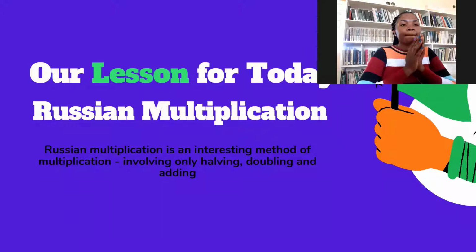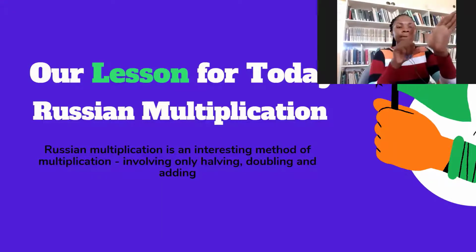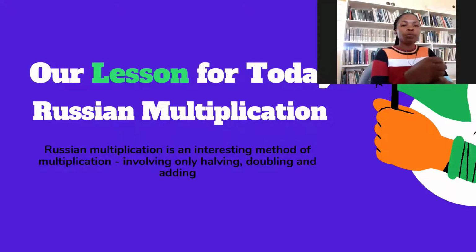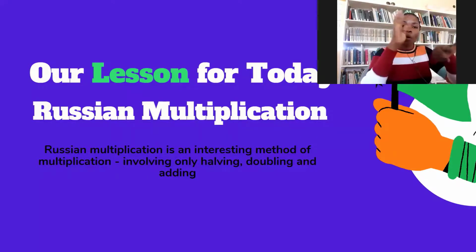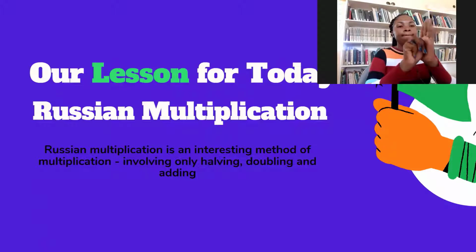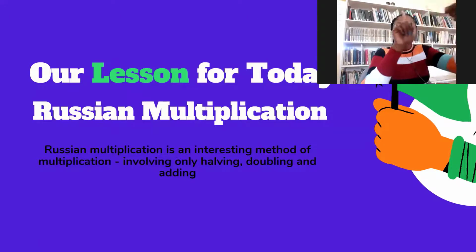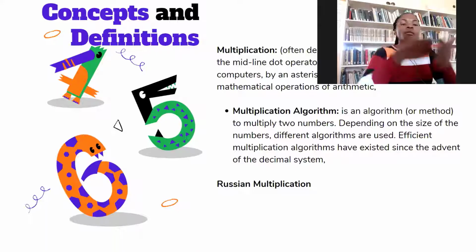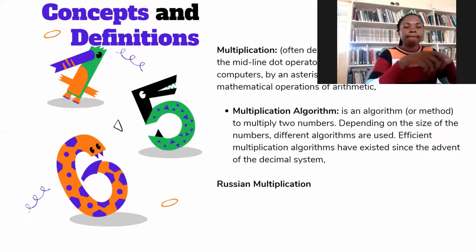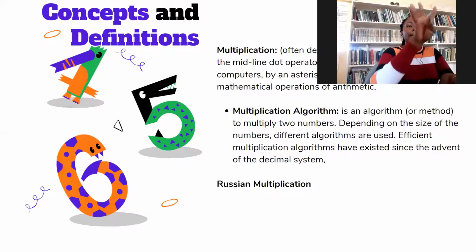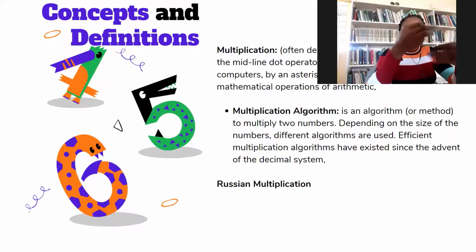Our lesson for today is on Russian multiplication. We start by defining what Russian multiplication is. We say Russian multiplication is an interesting method of multiplication involving only halving, doubling, and adding. In Russian multiplication, we shall be dealing with halving of numbers, doubling, and also adding of numbers. Multiplication is one of 4 elementary mathematical operations of arithmetic, bearing in mind that we have addition, subtraction, and division.